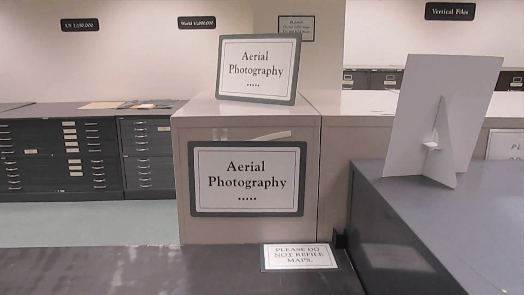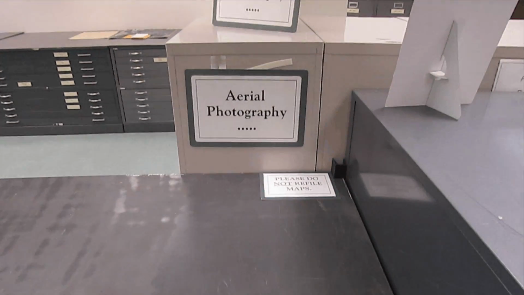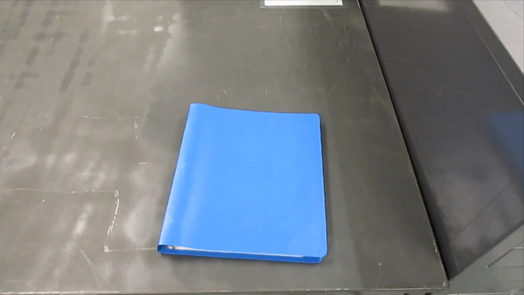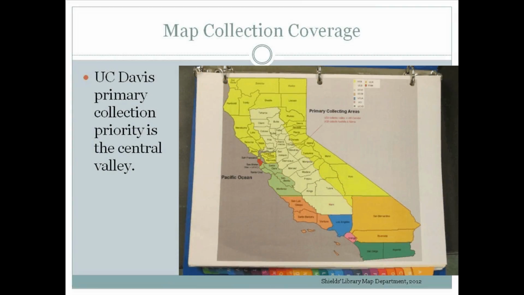For our mission, we will start by using the aerial photography guide that is located within the blue binder on top of the aerial map cabinets. The UC Davis collection primarily revolves around the Central Valley. This map shows the aerial coverage map for the UC campuses plus Stanford. For example, if you needed an aerial photograph for Napa Valley, the yellow indicates that UC Berkeley has that aerial collection.